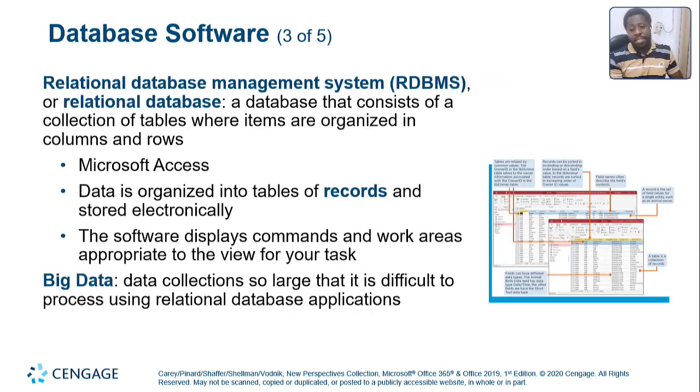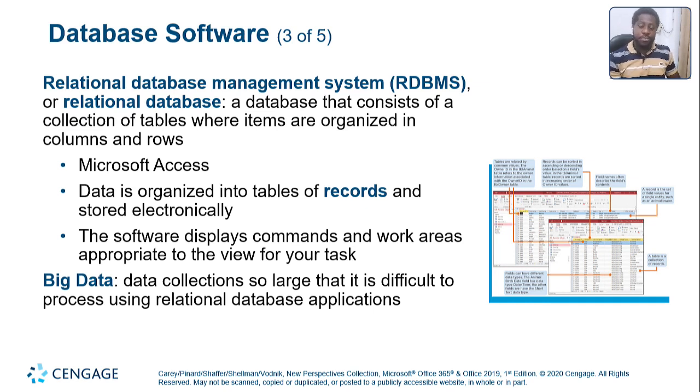One key thing about databases is the relationship that it presents at the back of handling usual requests. We have what is referred to as the relational database, or the RDBMS, Relational Database Management System. It's a database in itself, and it consists of a collection of tables where items are organized using columns and rows. Microsoft Access is one typical example of a database, and it's organized into tables of records and stored electronically. So the software displays commands and work areas appropriate to view for your desk.